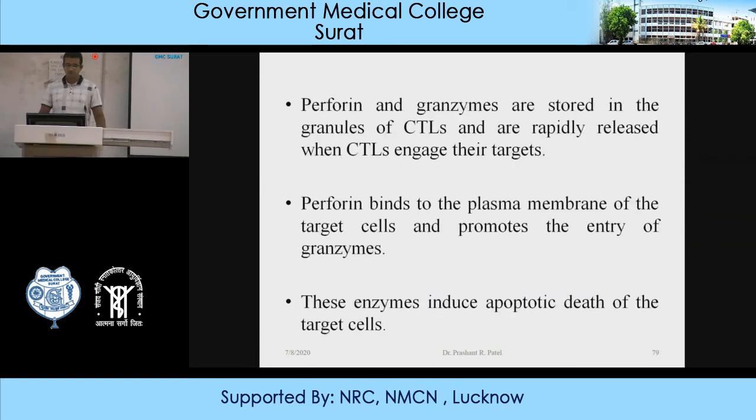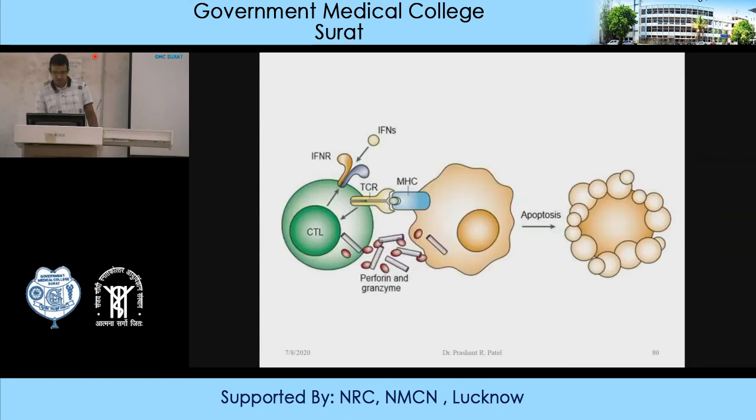The perforin and granzymes are stored in the granules of cytotoxic T lymphocytes and are rapidly released when these cells engage their targets. The perforin binds to the plasma membrane of the target cell and promotes the entry of granzyme, and this granzyme induces apoptotic death of the target cell. This diagram shows the mechanism of this cytotoxic T lymphocyte. So perforin and granzyme have an important role and induce apoptosis of the infected cell.